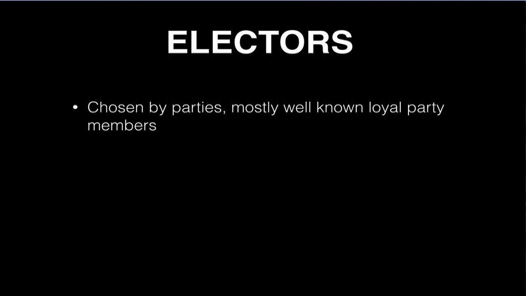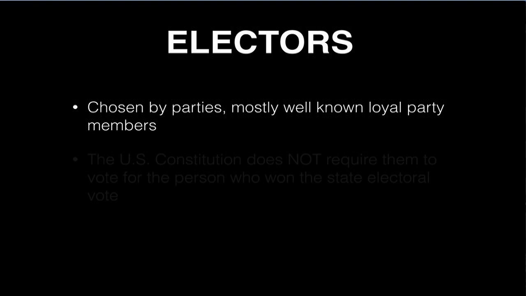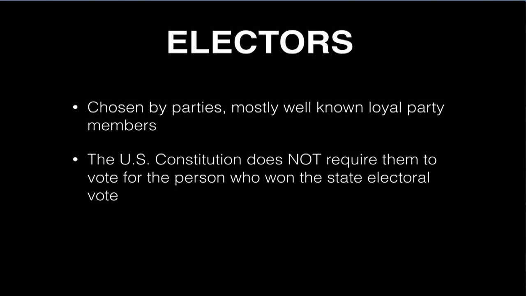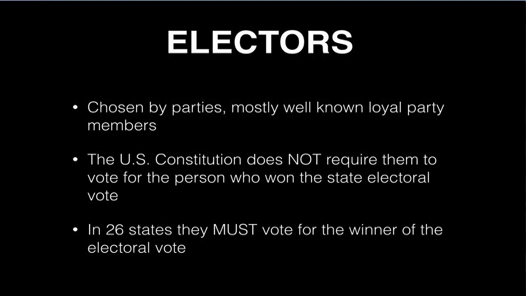Now, the Electoral College is made up of electors, and these electors are chosen by the parties in the state. Mostly, the electors are well-known, loyal party members. The U.S. Constitution, by the way, does not require them to vote for the person who won the state electoral vote. So while the whole electoral system is based in the U.S. Constitution, the Constitution doesn't require the electors to follow the will of the voters. However, 26 states say they must vote for the winner of the electoral vote.